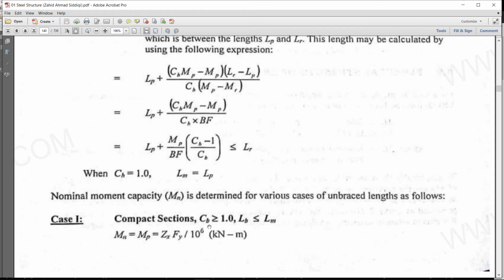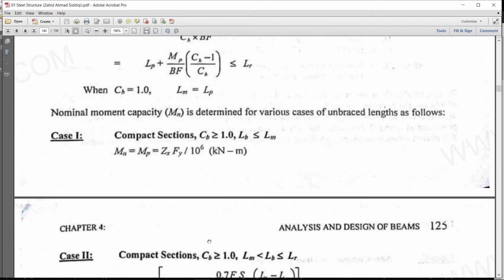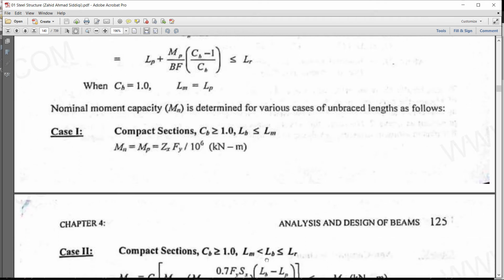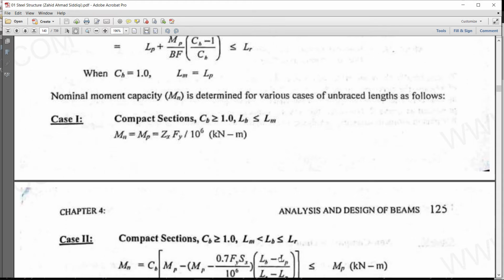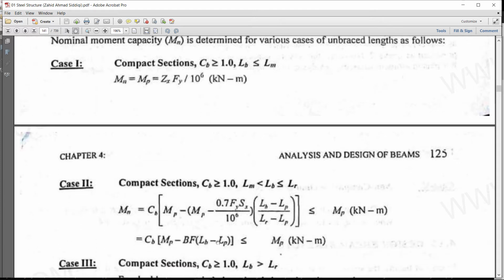First, compact section, when CB is equal to or greater than 1 and our unbraced length LB is less than or equal to LM, then we will use the moment capacity formula Mn equal to 0.9 Zx into Fy divided by 10 power 6 kilonewton meter. Second case, same compact section, but now our unbraced length exceeds LM but is less than or equal to LR. The new formula will be used for the same compact section. This is the easier formula because the slope is written here.